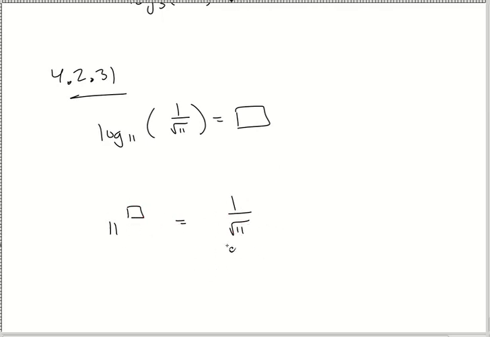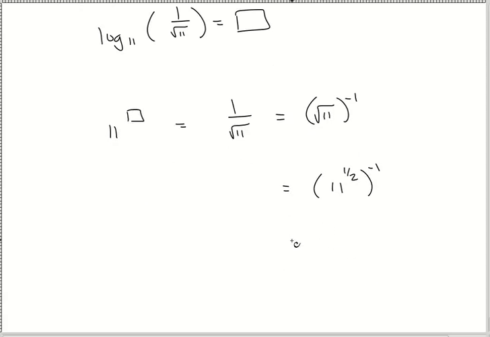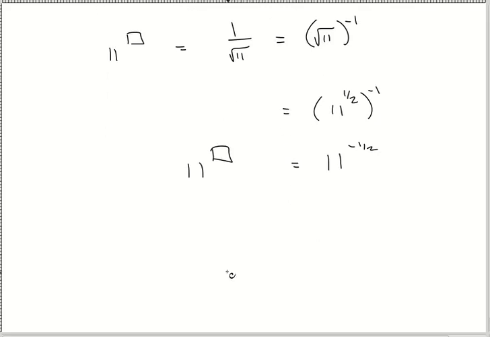And so what I'm going to do is try to simplify this guy down a little bit. First off, I see a fraction. And so a fraction means a negative power. Hey, square root. What's the square root power? It's a half. Square root is a half power. And notice powers of powers multiply. So half times negative 1 is negative 1/2. So what you're saying is 11 to the box is equal to 11 to the negative 1/2. Guess what's in the box? It's negative 1/2.